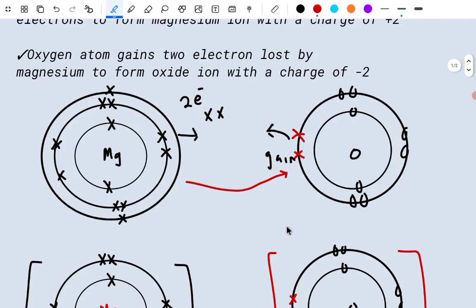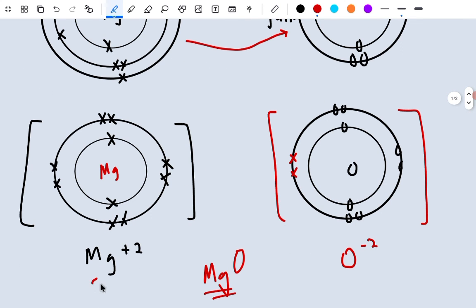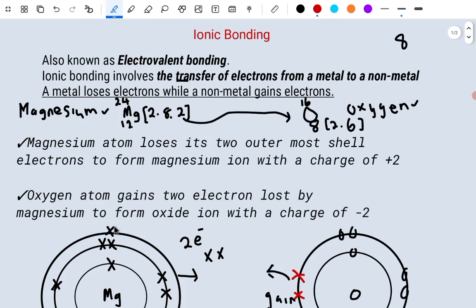So this one now, the electronic configuration is now 2 to 8. This one also, the electronic configuration is now 2 to 8. So you can see that they're very much stable together. So that's just the introduction to ionic bonding. I don't want to make the videos too long, so we end the video here.